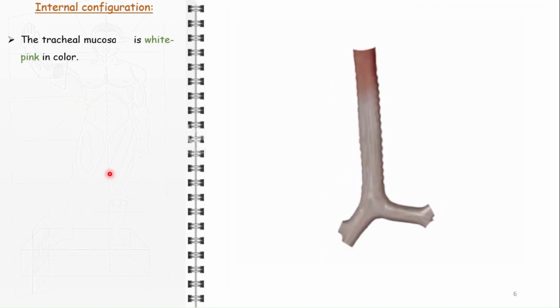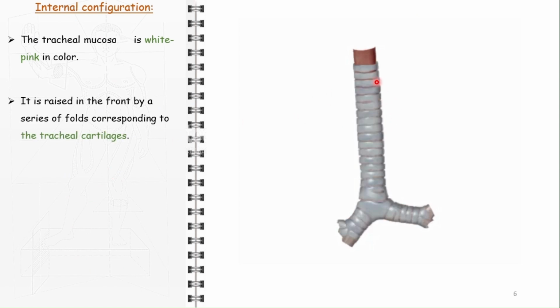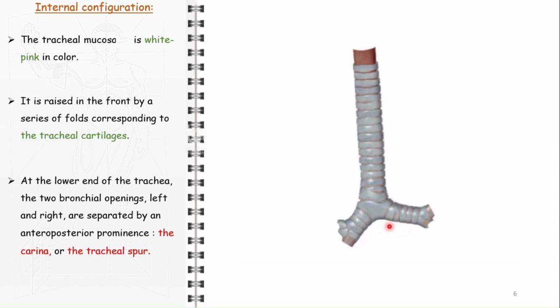The tracheal mucosa is white-pink in color. It's raised in the front by a series of folds corresponding to the tracheal cartilages. At the lower end of the trachea, the two bronchial orifices, right and left, are separated by an antero-posterior prominence, almost median, slightly displaced to the right, the carina, or tracheal spur.